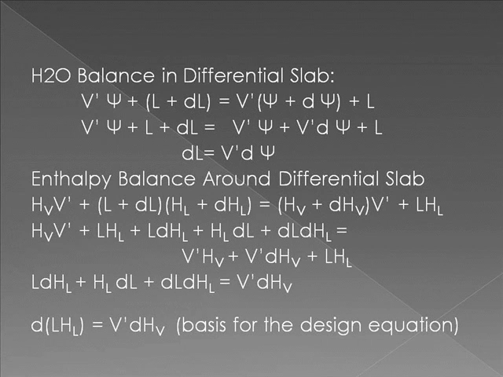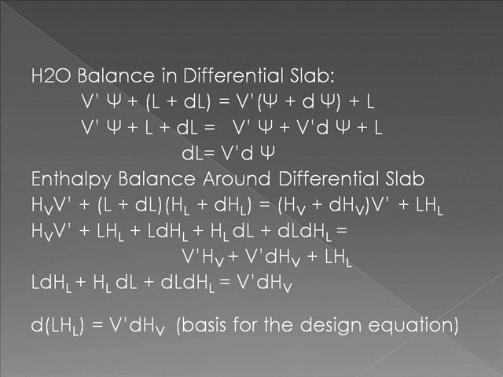In setting up the water balance in the differential slab, we have V prime Psi plus L plus DL is equal to V prime times the quantity Psi plus D Psi plus L. Rearranging and cancelling the like terms, we will have DL is equal to V prime D Psi.